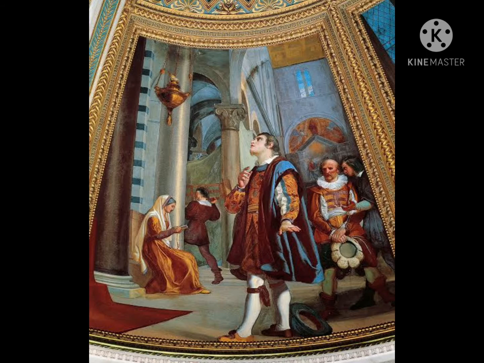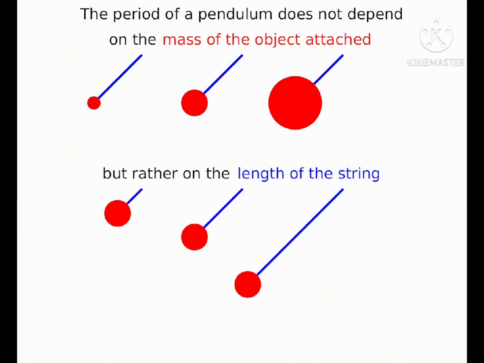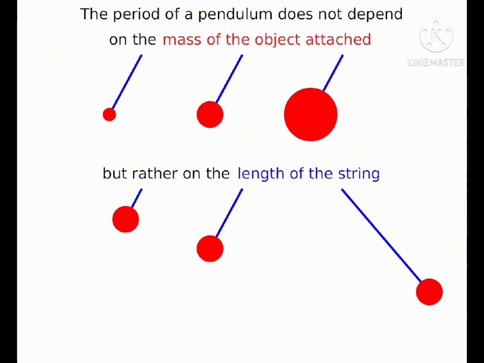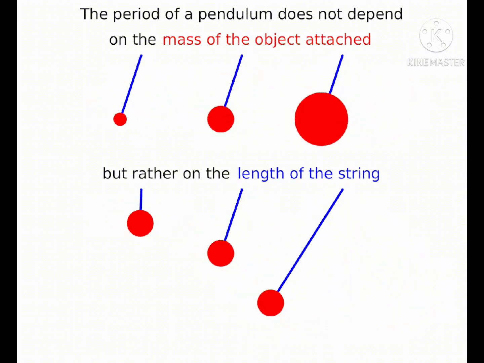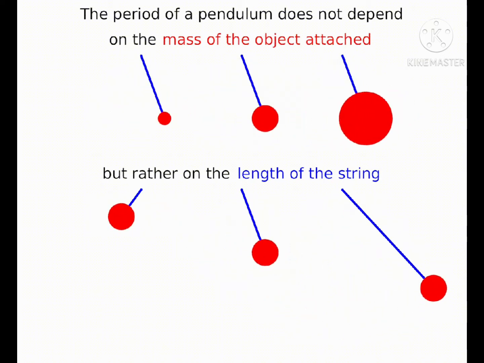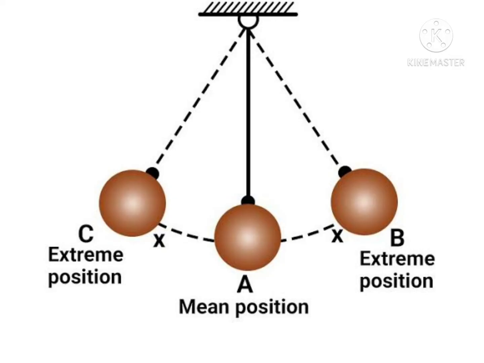Now there are some terms related to the simple pendulum. The very first is the length of the pendulum. The length of the string or the thread from the point of suspension to the center of the bob is called the length of the pendulum. The second one is the mean position of the bob. The position of the bob when it is at rest is called its mean position.